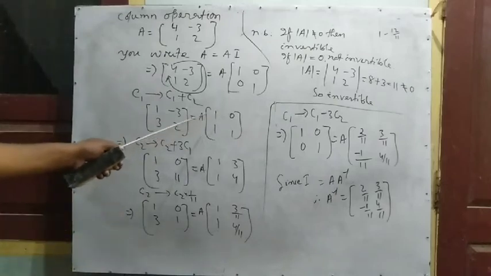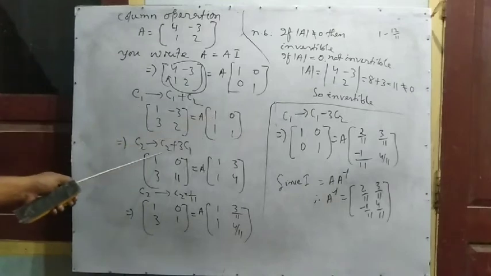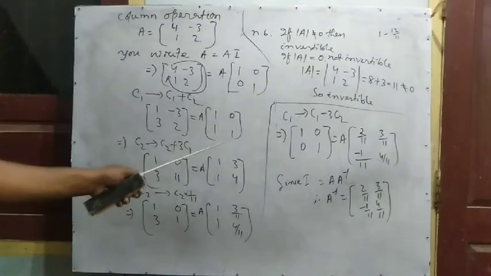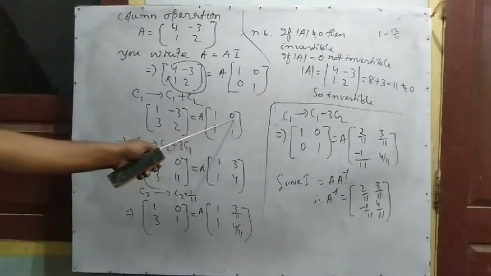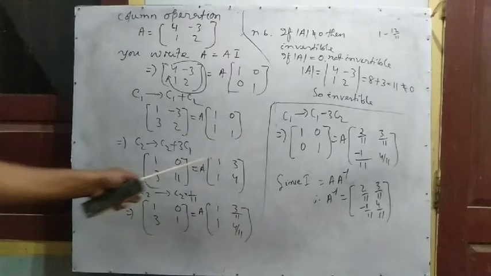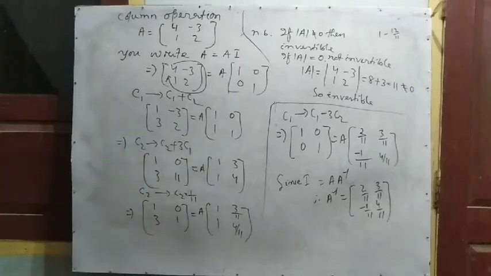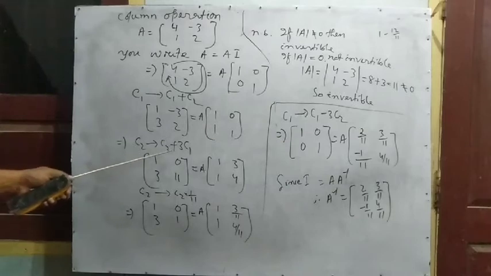Here this is column 1. Column 2 changes: column 2 plus 3 times column 1. So what is column 2? Here 0 plus 3 times 1 equal to 3. Here 1 plus 3 times 1 equal to 4. So here C2 changes, C2 plus 3 times C1.